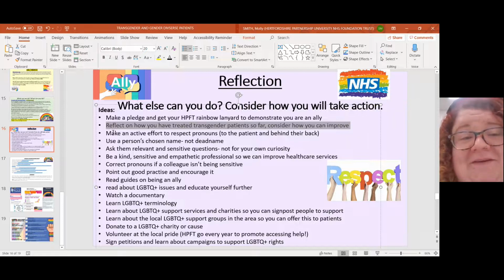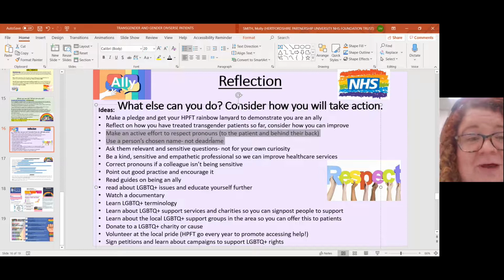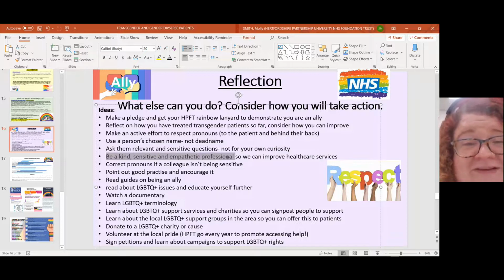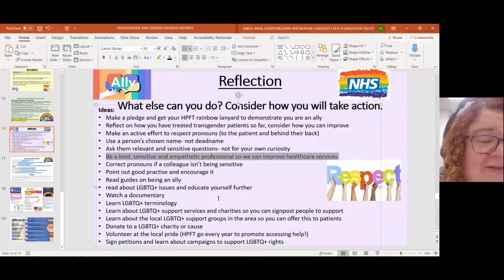Please do make an active effort to respect pronouns and use their chosen name. Ask your patients relevant and sensitive questions, not just questions because you're curious that has nothing to do with their care. Be a kind, sensitive and empathetic professional so that we can improve healthcare services and build a better relationship with our patients and have a better reputation, so patients aren't scared of getting the care they need. They feel comfortable speaking to us.